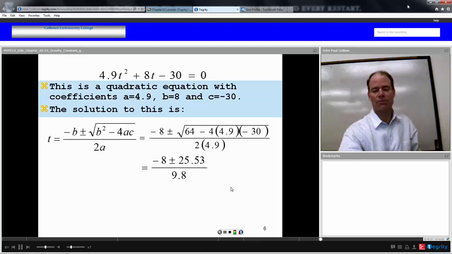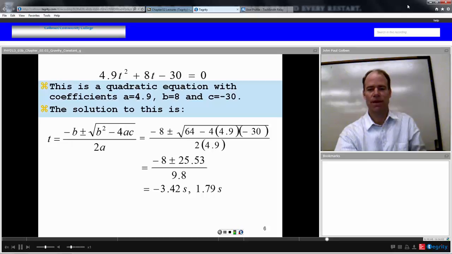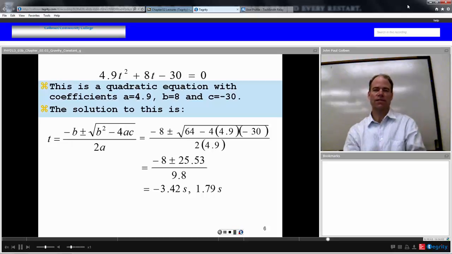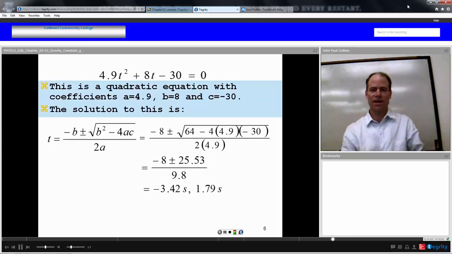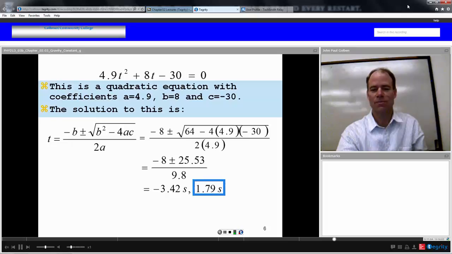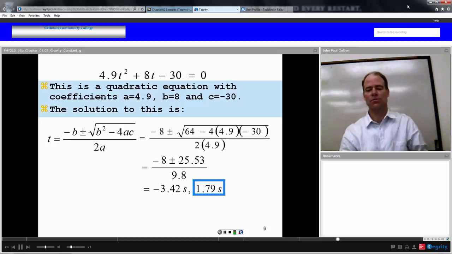So this is a negative 8 plus or minus, and the square root of all that stuff is going to be 25.53. I'm going to get two answers here. If I add the 25.53 and divide by 9.8, I'm going to get 1.79 seconds. If I subtract it and divide by 9.8, I'm going to get a negative 3.42 seconds. Since we don't know how to go back in time yet, we're going to select the positive value, the 1.79 seconds. And so it will take 1.79 seconds for this ball to hit the ground.